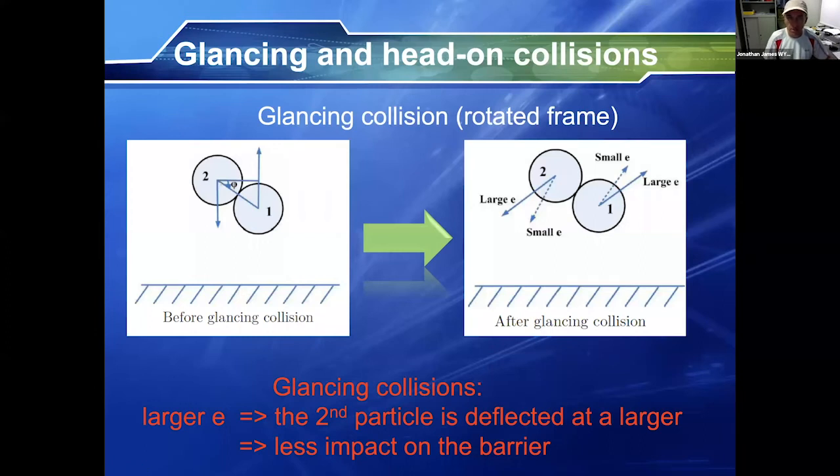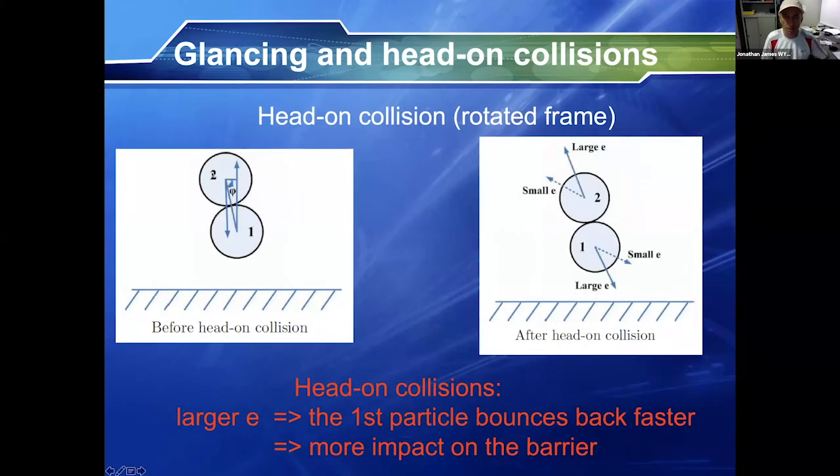I'm going to call it glancing because the second particle is going to go and hit the wall, and the first particle will go off and not hit the wall again. Because of the coefficient of restitution, the larger I make it, the more the second particle bounces back from the first particle, and so the angle that the second particle hits the wall with will be decreased. So for glancing collisions, the larger the coefficient of restitution, the second particle is deflected at a larger angle, and that means less impact on the barrier.